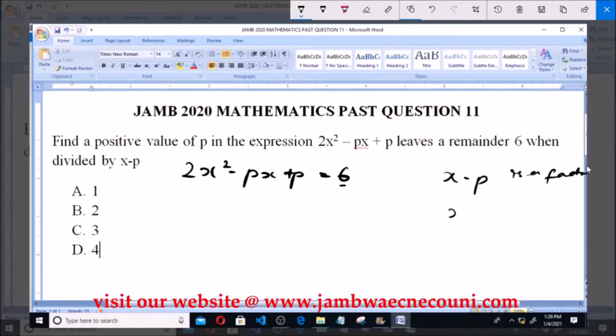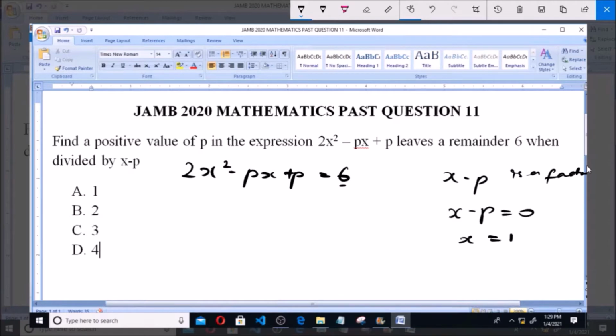So it simply means that x minus p is equal to 0 and that x is equal to p. So since x is equal to p, we can simply say that 2x squared minus p is equal to x, x equals p. So we have x times x, and that will give us x squared plus x is equal to p. So p here will represent x is equal to 6. So 2x squared minus x squared will give us x squared plus x is equal to 6.